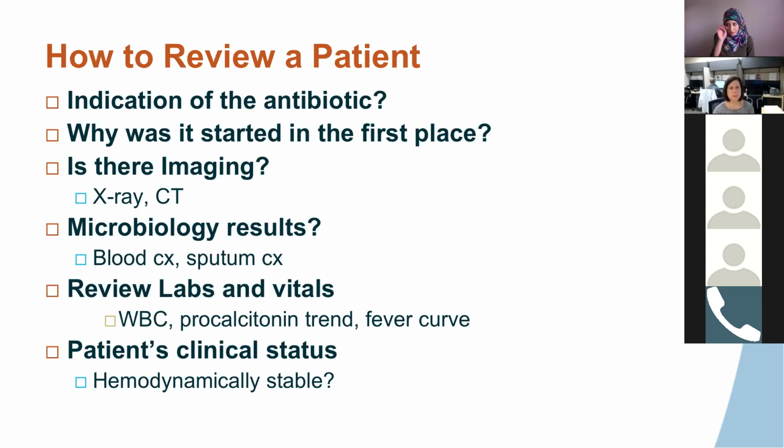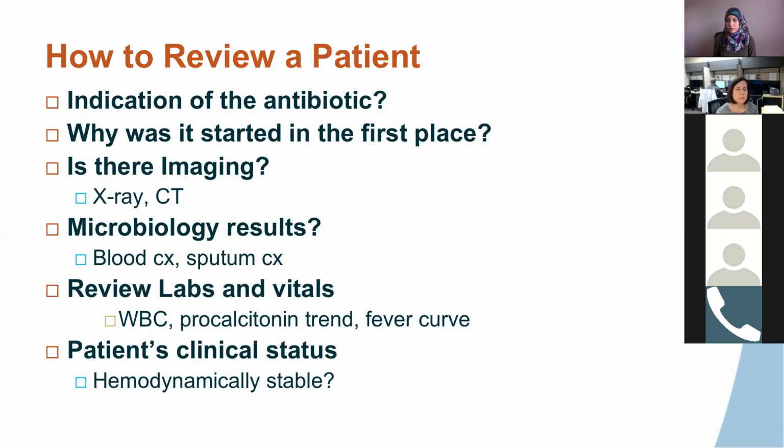Then I like to go into reviewing labs. So looking for things like what's the white count, what's the trend for the white count, procalcitonin, if you have that and you're able to use it to assess a trend for improvement. Also, have they been febrile? Because sometimes that will cause a physician to react by broadening therapy if they've had a new fever. So I always like to know those things.